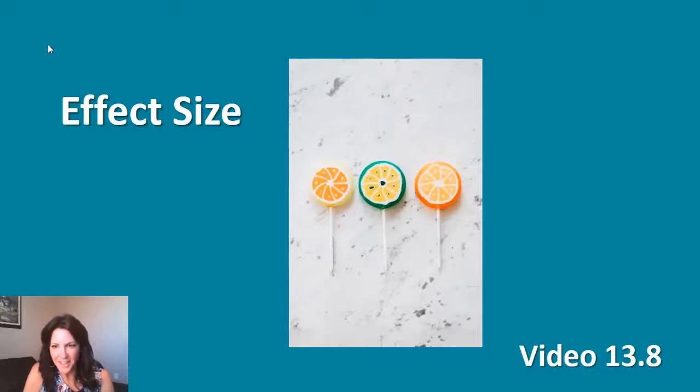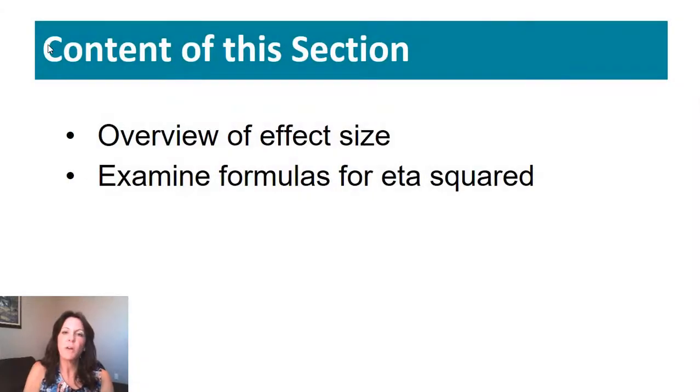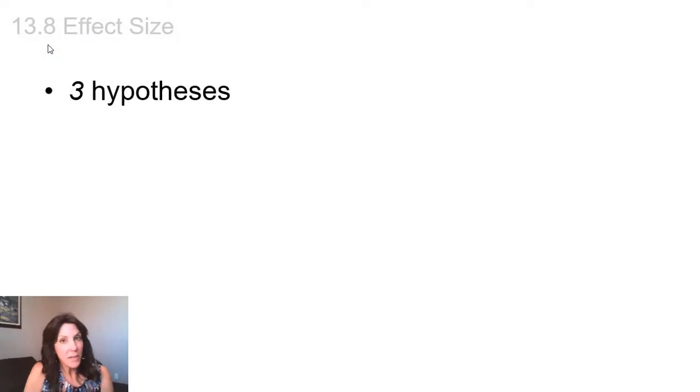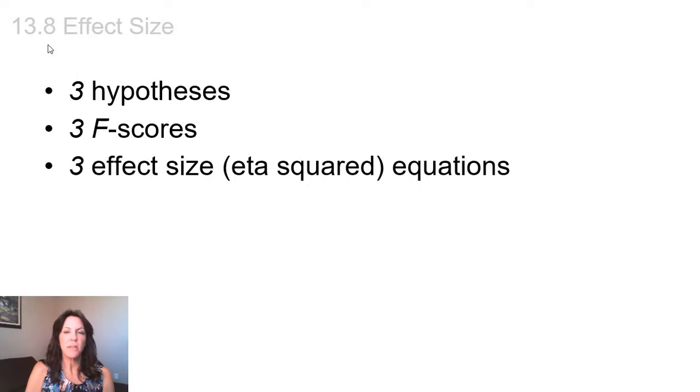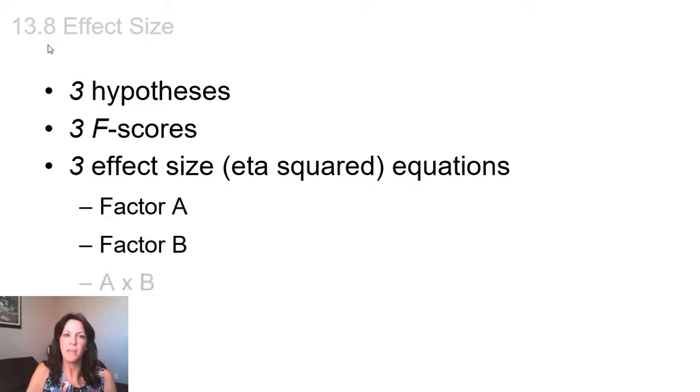Let's talk about effect size. We're going to overview effect size for factorial ANOVA, and we're going to look at the formulas for eta squared. So we have three different hypotheses as we've been talking about. We have three different F scores, so that means we have three different effect sizes or eta squared equations. We have one for factor A, one for factor B, and one for that interaction.